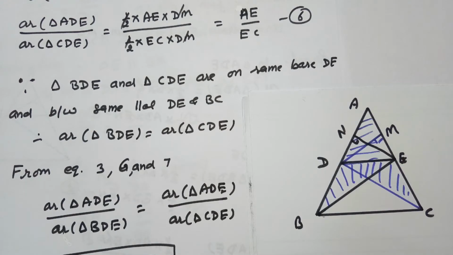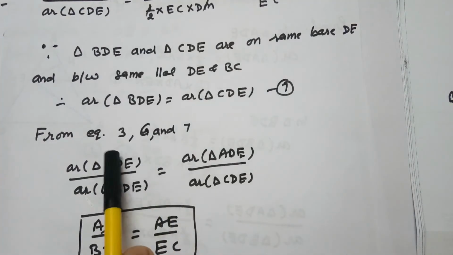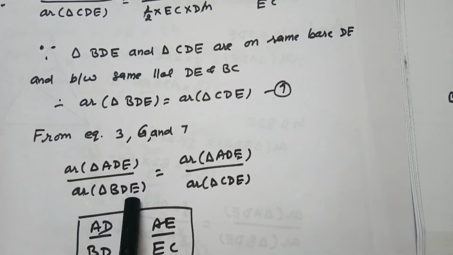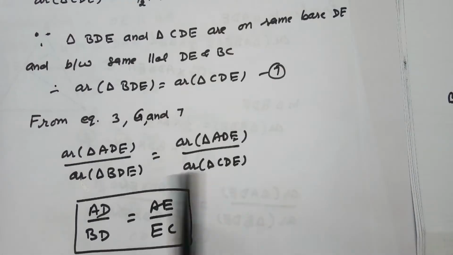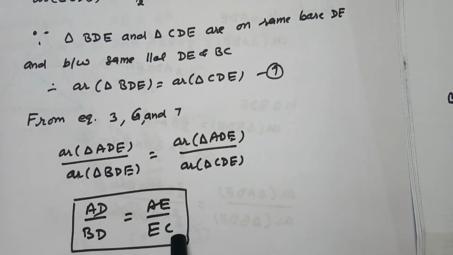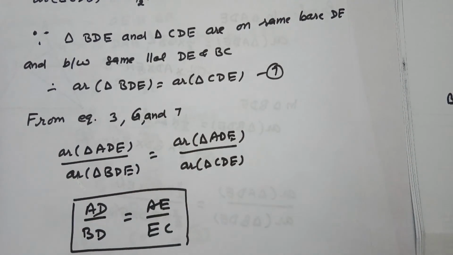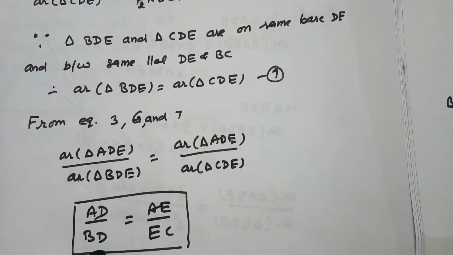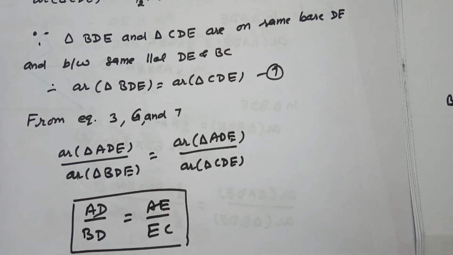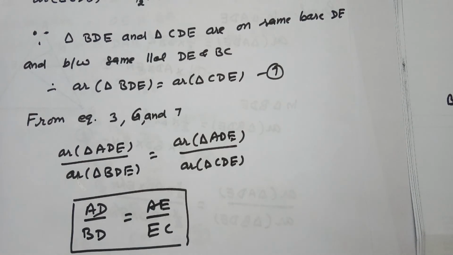So we will substitute the values from equations 3, 6 and 7. Equation 3 is area ADE over area BDE equals AD over BD, and equation 6 is area ADE over area CDE equals AE over EC, and we have proved that these areas are also equal. So these ratios of area are equal. That's why AD over BD equals AE over EC when we substitute the values. So in this way we prove that in a triangle, if a line is drawn parallel to one side of a triangle, then it divides the other two sides in equal ratio.